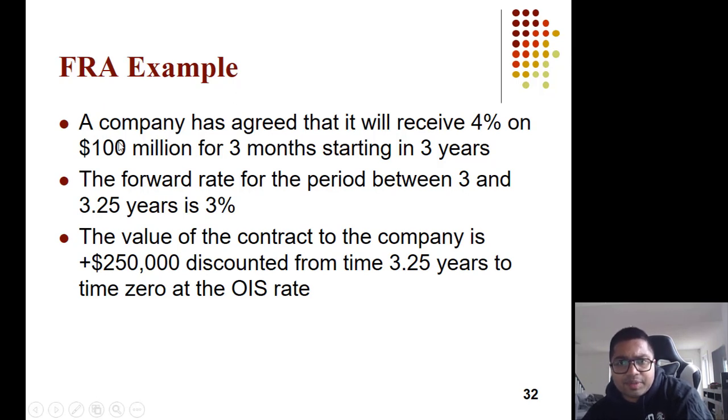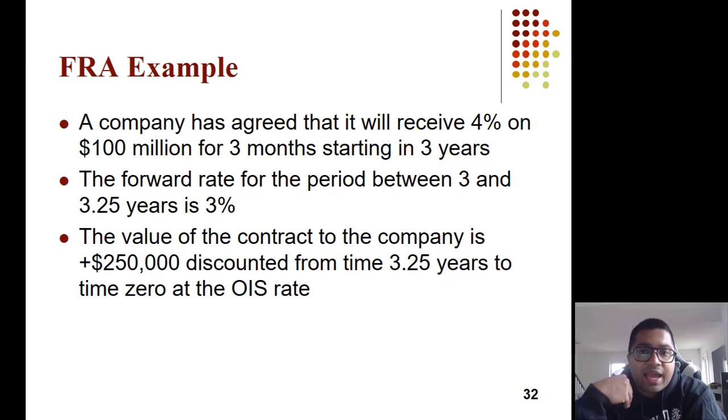They have given a few examples. A company has agreed that it will receive 4% on 10 million for 3 months starting in 3 years. The forward rate for the period between 3 and 3.25 is 3%. The value of the contract is 250,000 discounted from time 3.25 to time 0 at the OIS rate. Suppose the rate changes. You are going to receive fixed 4% and you are going to pay floating.